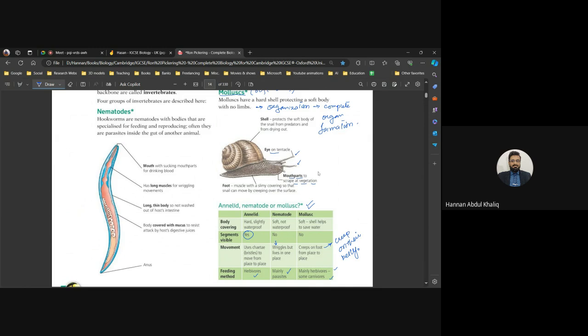What is the meaning of scraping? Scraping is like pulling off. They don't have very efficient teeth. Then they have a foot muscle with a slimy covering. So they don't have any bony foot. They have muscles as feet.